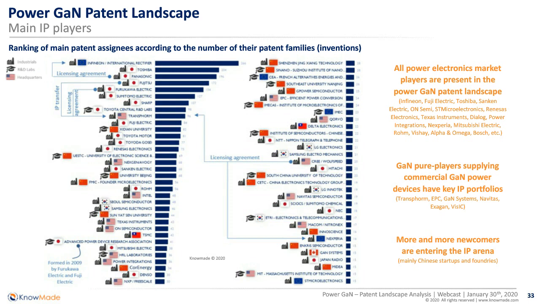This bar graph shows the main patent assignees according to the number of their patent families related to power GaN. And you can see that all power electronics market players are present. And among them, the main patent assignee is Infineon, followed by Toshiba, Fuji Electric, Renesas, Sanken, ROHM, Onsemi, Texas Instruments, and Mitsubishi Electric. And today, Panasonic, Fujitsu, Furukawa, Sumitomo, and Sharp have an important IP portfolio because they were pioneers in GaN power patents. And also among the GaN pure players supplying commercial GaN power devices, Transphorm is by far the main patent holder, ahead of GaN Systems, EPC, Navitas, Exagan, or VisIC.